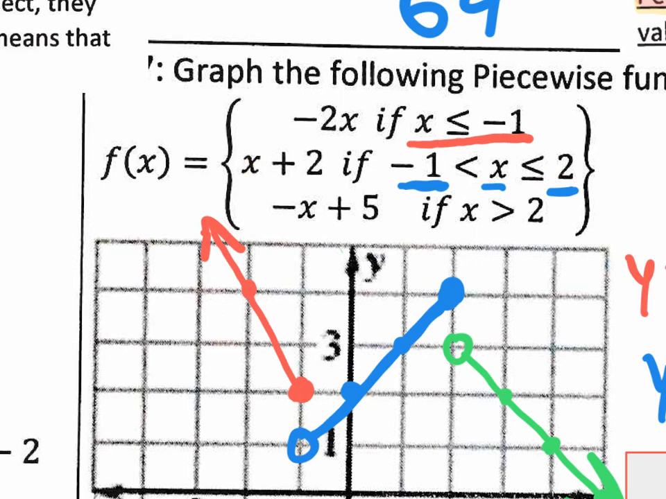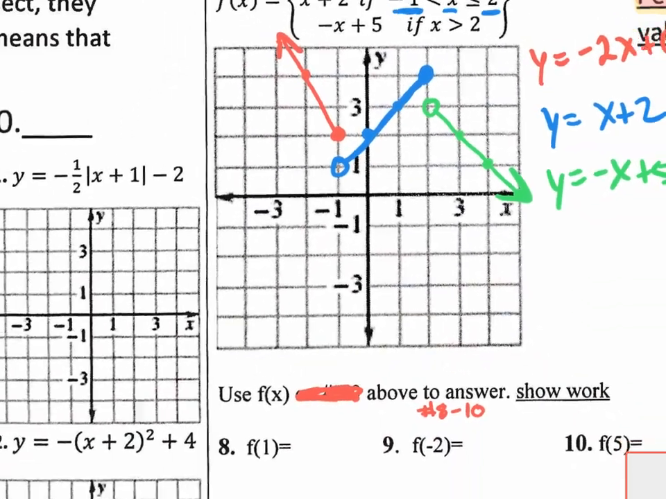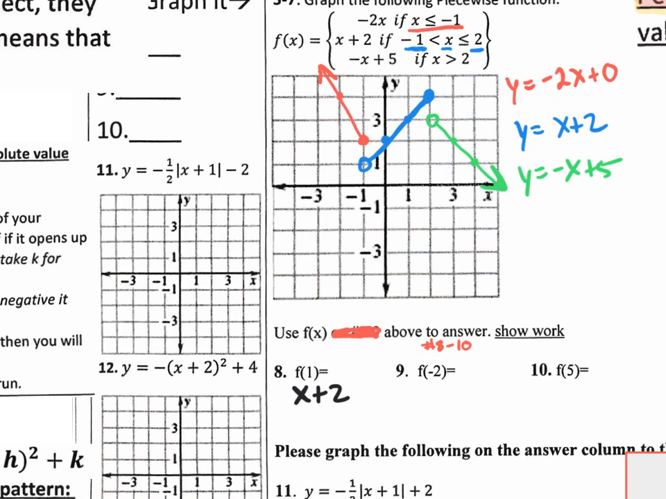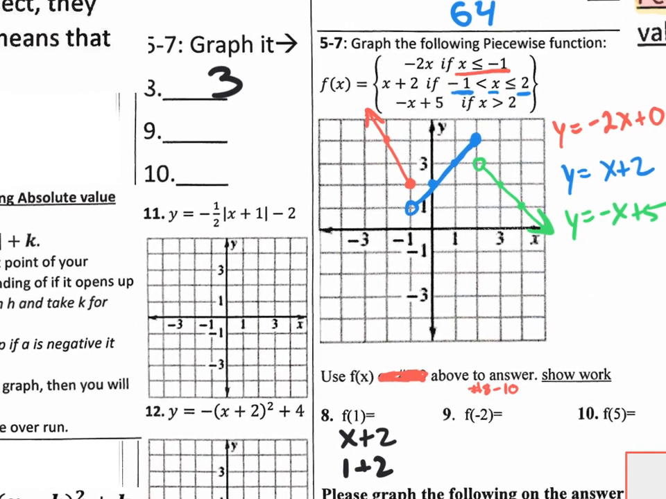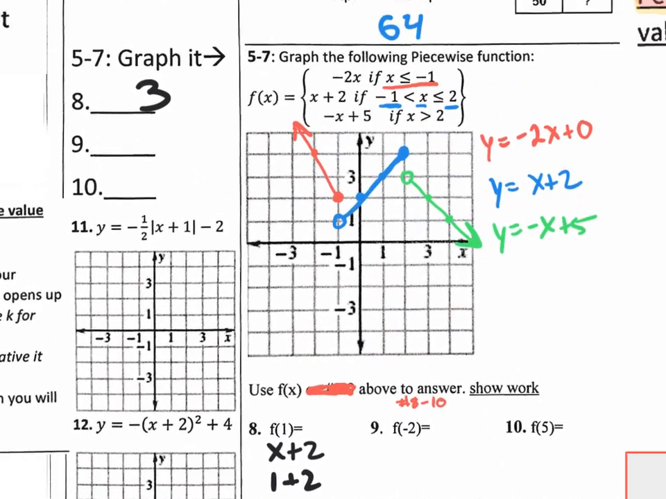What is 1 plus 2? Answer's 3. Now notice that I did say show your work. So even though this is kind of ridiculous, I would like to see the piece that you're plugging it into. So we said the middle piece is what we're plugging it into, the x plus 2. So I would like you to actually plug in 1 right in there, 1 plus 2, and then write your answer 3 for number 8. Cool? Number 2, we want to plug in negative 2.